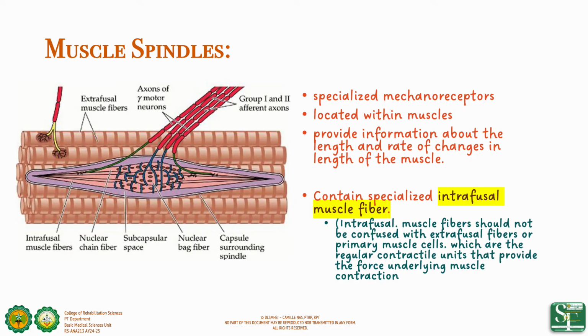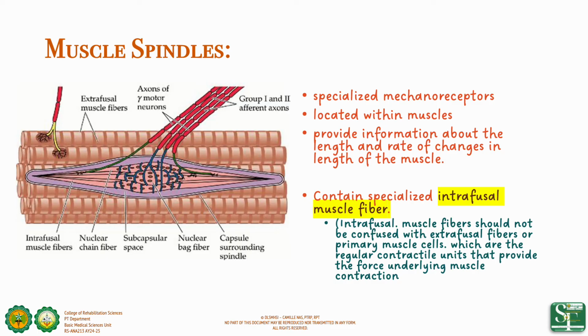Now let's start with muscle spindles. Muscle spindles, these are specialized mechanoreceptors that are located inside the muscle. It provides information about the length and the rate of changes in length of the muscle, ha? Paulit-ulit tayo sa muscle kasi meron din tayo sa tendon. That's your GTO. Iba yon. Ibang mechanoreceptor na yon. Your muscle spindle contains a specialized intrafusal muscle fiber.